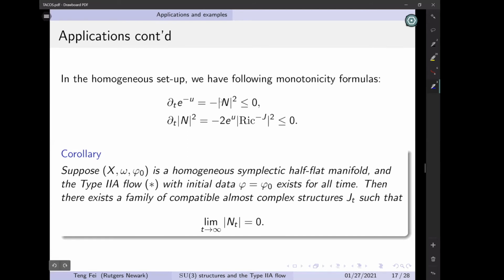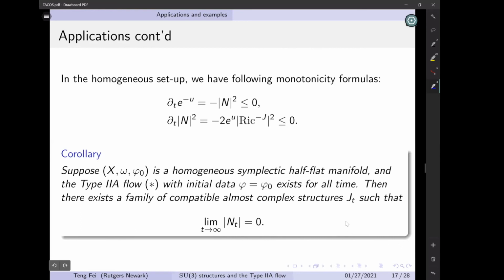Okay, so with these two monotonicity formulas, we can easily prove the following corollary. Suppose we have a homogeneous symplectic half-flat manifold, so the initial data is homogeneous symplectic half-flat. And we run the type IIA flow with this initial data. And suppose we know this flow exists for all time, that is, we have long time existence, then there exists a family of compatible almost complex structures J such that the Eigenhus tensor can be arbitrarily small.